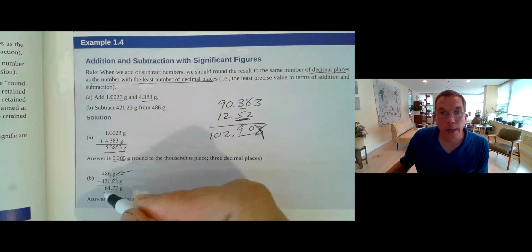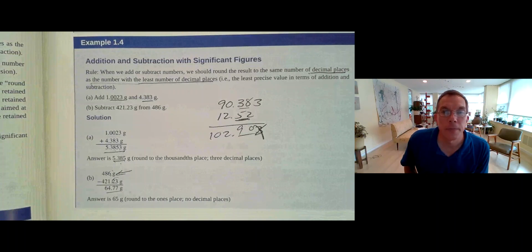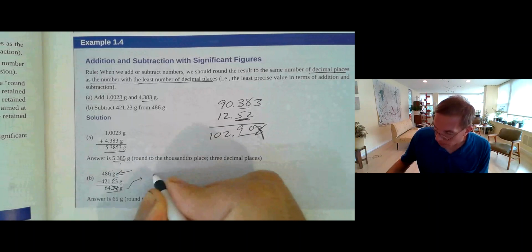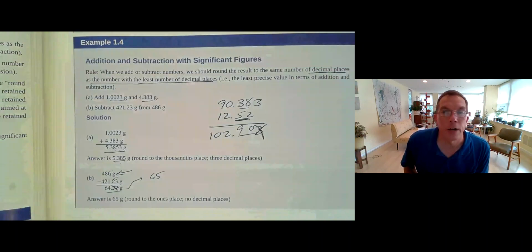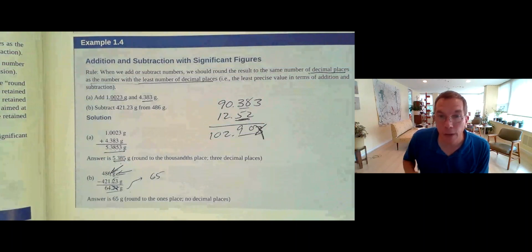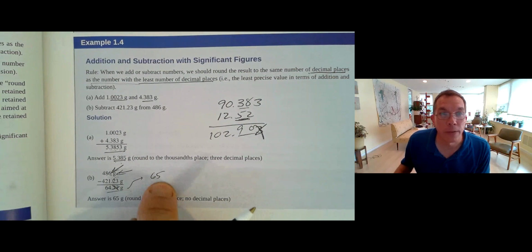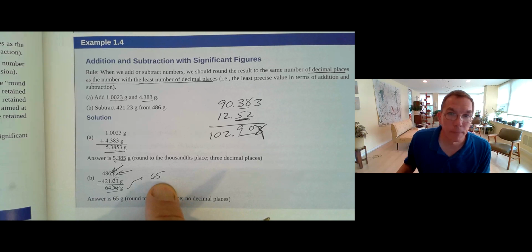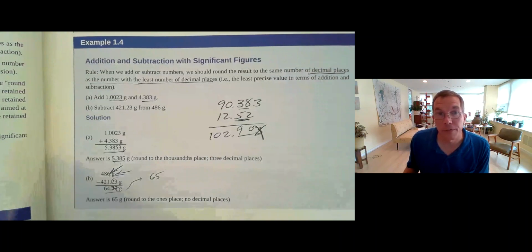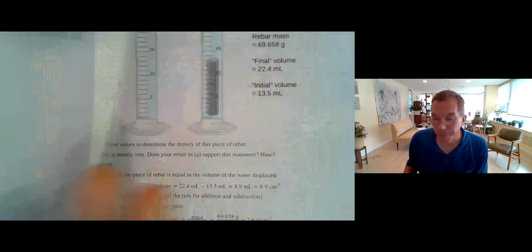And then we start with 486 minus 421.23, we get 64.77, but we're going to round that to no decimal places, so it rounds up to 65 grams. So we started with 2 numbers. This one had 3 sig figs, this one has 5 sig figs, and we're ending up with just 2 sig figs. Okay. So when we add or subtract, we can actually change the number of significant figures because it's the decimal places that we're paying attention to.